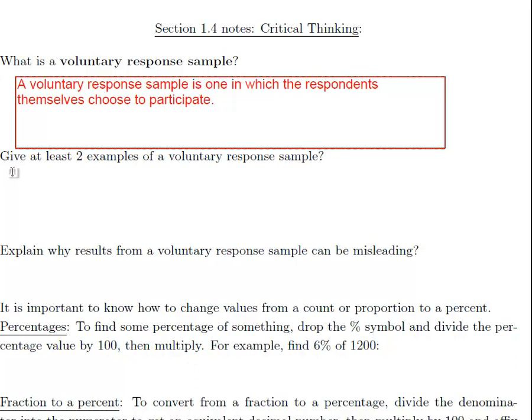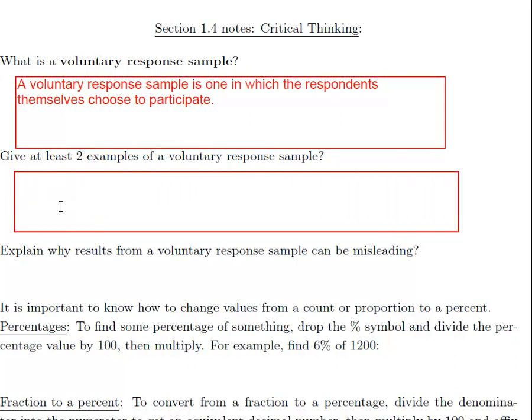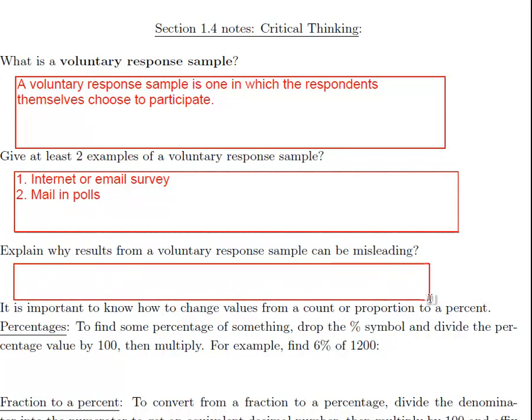And so, 2 examples. One would be an internet survey or email survey where you're given a link. We did one like that already in class. And then a mail-in poll would be another one. The problem with a voluntary response sample, although they're pretty easy and you can increase your number of participants by a lot, is that they tend to be biased because people that feel very strongly about an issue are the ones that are going to respond.